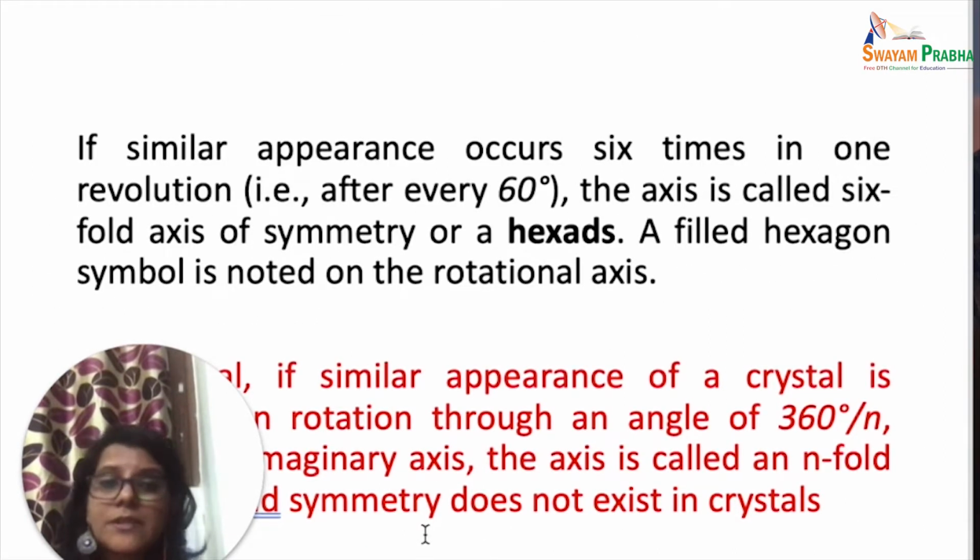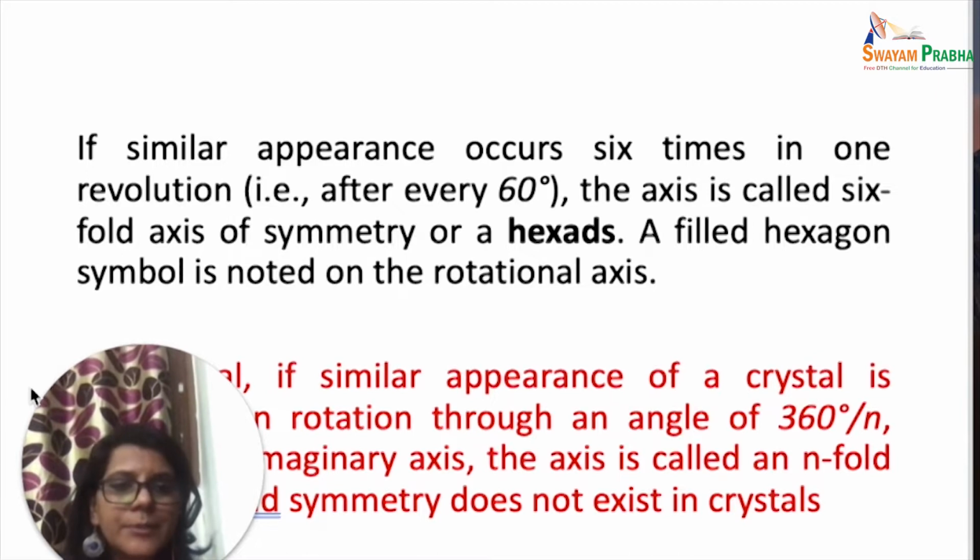If similar appearance occurs 6 times in one revolution, as in a hexagon, so just imagine a hexagon or a benzene ring, you will get the same identical structure if I give it a 60-degree rotation. Or in one revolution of 360 degrees, I will get the same structure 6 times. Then the structure is said to have a sixfold axis of symmetry, or a hexad. So a hexagon or a benzene ring is said to have a sixfold axis of symmetry.